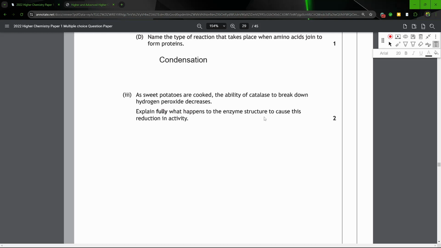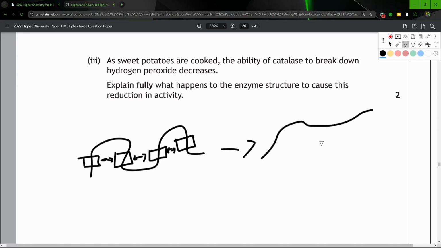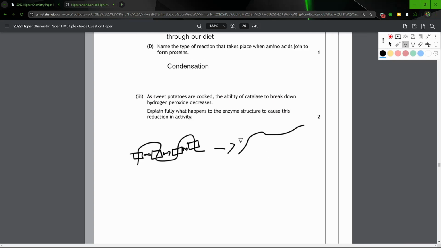As sweet potatoes are cooked, the ability of catalase to break down hydrogen peroxide decreases. To explain fully what happens to the enzyme structure, call this reduction activity. So basically what happens is that enzymes of a certain shape have amino acids that attract each other using van der Waals forces. So I'm representing here by drawing these blocks. But when you heat them up, you provide more energy to the system that will break these, which will cause the amino acids to lose their shape. The proteins lose their shape, and if you know anything about proteins, shape is basically the most important thing about them. So they lose their functionality and don't work. So we just need to put that into text rather than silly diagrams.